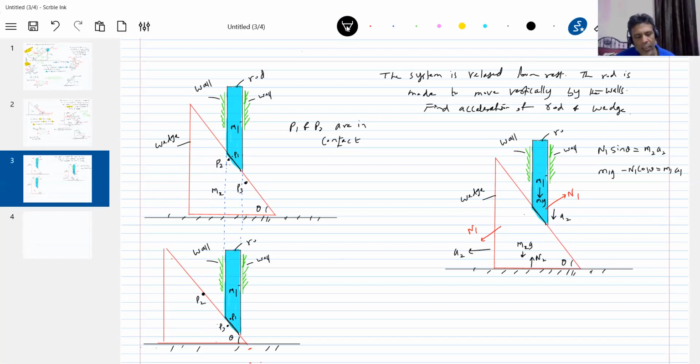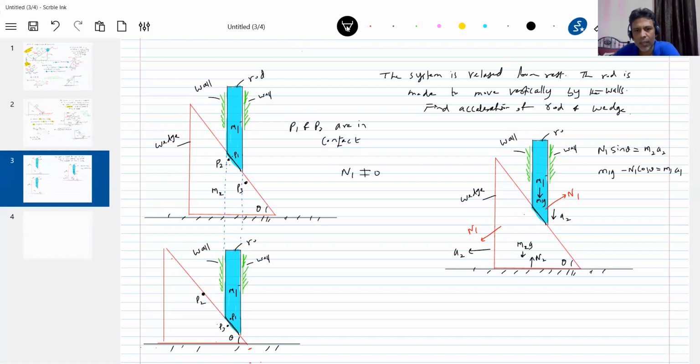So in which direction is there a relative motion? There is a relative motion along the incline. And look at the normal contact. Normal contact N1 is non-zero. What do you mean by that? The rod and the wedge are not losing contact. If they don't lose contact, then the acceleration along the common normal must be equal.